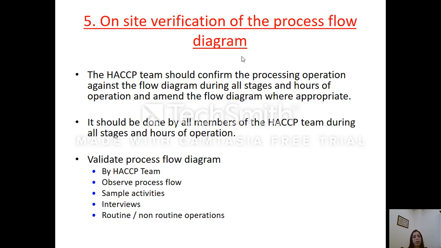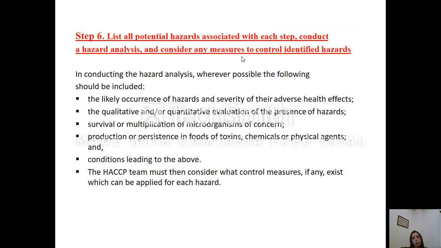So validate the process flow diagram by the HACCP team. We need to observe the process flow. We need to take samples to make sure that the sample is fulfilling the flow chart. We need to do some interviews on site to make sure that everything is happening according to the flow chart. And we need to differentiate between routine and non-routine operations, because sometimes the flowchart is the routine one, but for some reason the manpower can shift and make some deviation in the flowchart. So we need to make sure that they are abiding fully and 100% by what is declared on the flowchart. Step number 6 is literally the first real step of analyzing the hazards.